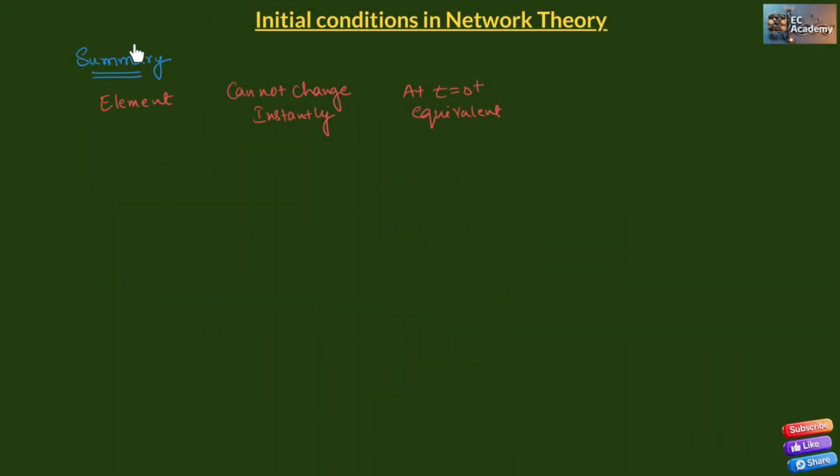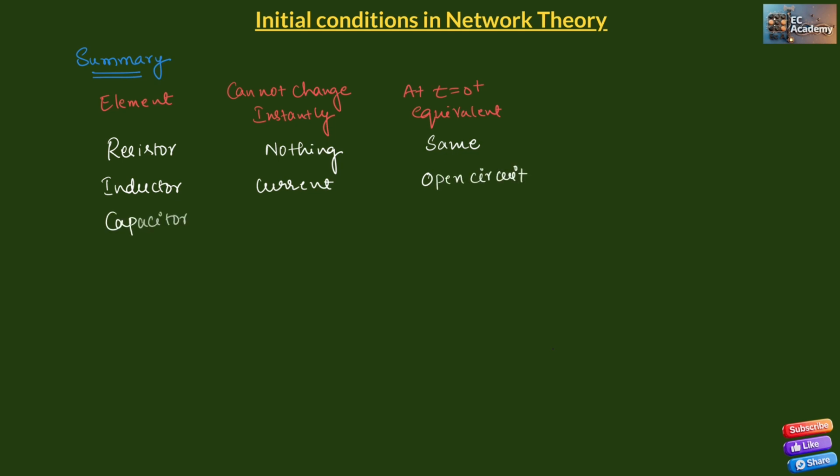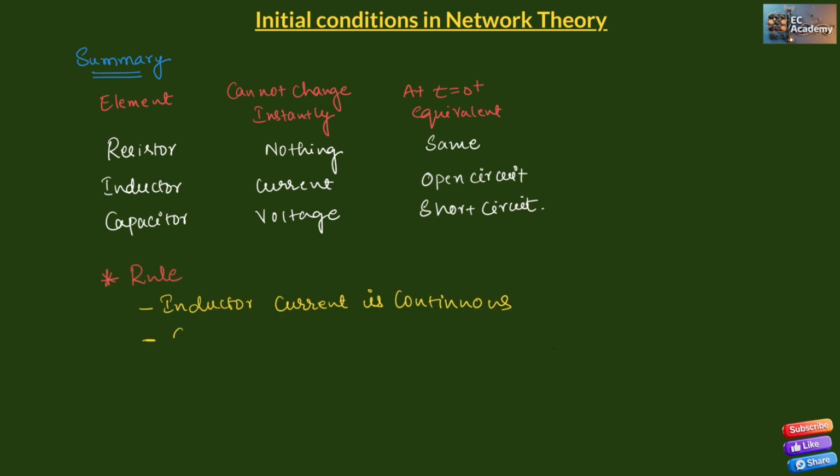Now finally, let us summarize. This is very important for your exam. When we consider the resistor as an element, there will be no effect on the resistor, and after switching, the behavior of the resistor will remain same. When we consider an inductor, here current cannot change instantly and it will act as open circuit. And when we consider a capacitor, here voltage cannot change instantly and this capacitor will act as a short circuit. And always remember, the inductor current is continuous and the capacitor voltage is continuous.